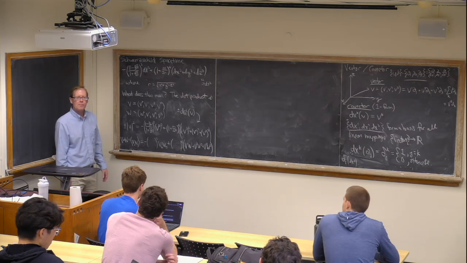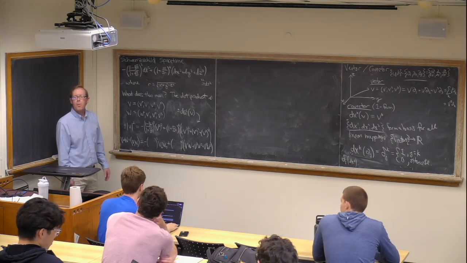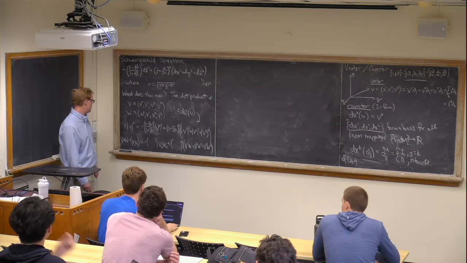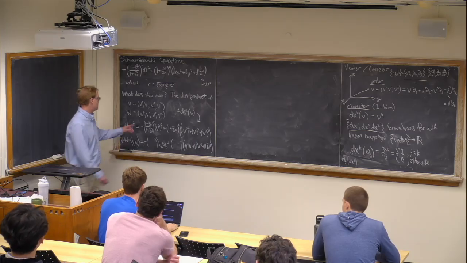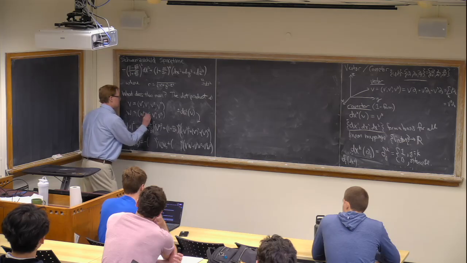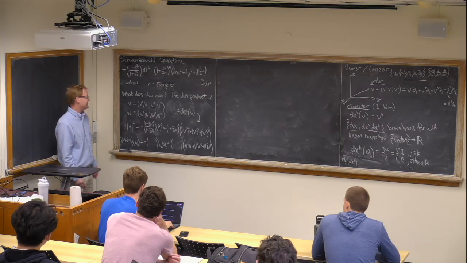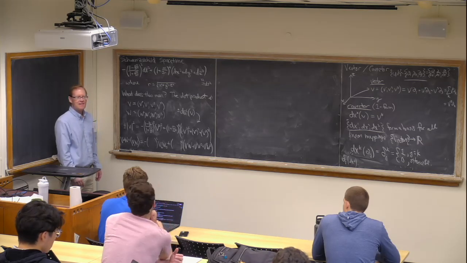Okay. Yes? I think you miswrote the W vector. Probably. Where? When you define what W is. Oh, thank you. Thank you. Other questions, comments, corrections?